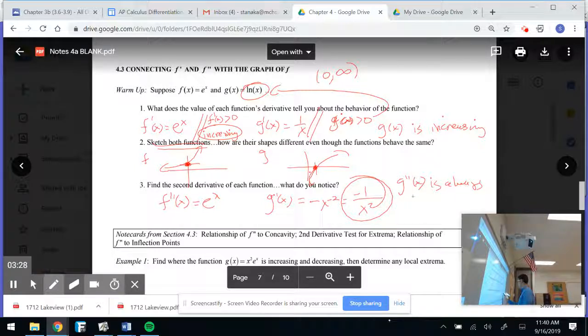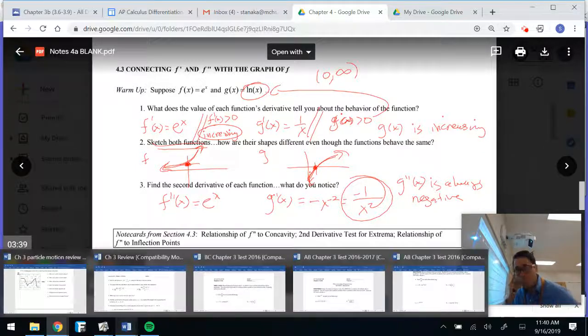Right? Now, what does the second derivative tell me about these graphs? You kind of have that graph going like that. That'd be g. This would be f. Maybe it tells me a little something about what we call concavity. So let's keep on rolling up here.